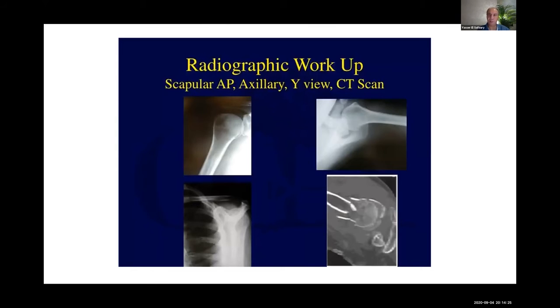The radiological workup, the classic, is to do an AP view, do a lateral or scapular view, and do an axillary view, which is difficult in trauma cases. That's why we can use a CT scan.